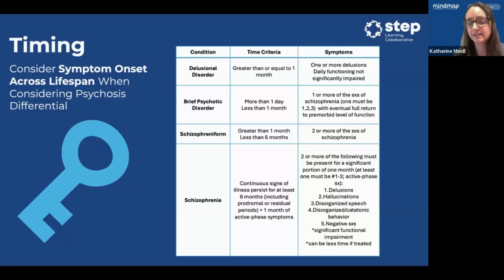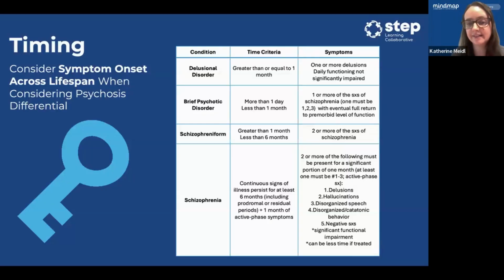And then for a brief psychotic disorder, that timeline is going to be different as well. The symptoms are going to be 1 or more of the symptoms of schizophrenia, which with 1 must be 1, 2, or 3. So it must be either delusion, hallucination, or disorganized speech. And you're going to have these symptoms for more than 1 day, but less than 1 month. And then there will be eventual full return to the premorbid or prior level of functioning. And so that timeline can really be helpful in thinking about what type of psychosis this is. Is this schizophreniform, a brief psychotic disorder, or is it schizophrenia?